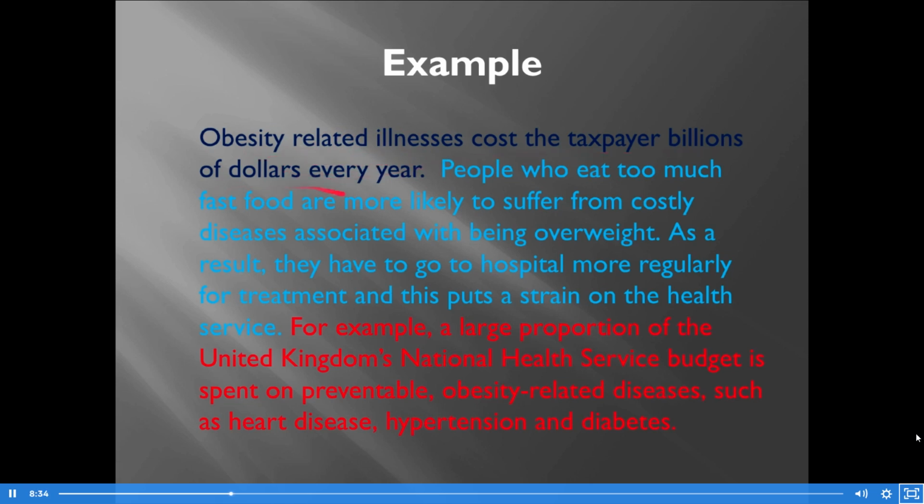Okay, so we've taken this main idea and we put it into our topic sentence. Obesity-related illnesses cost the taxpayer billions of dollars every year. And then what we need to do in light blue is explain that people who eat too much fast food are more likely to suffer from costly diseases associated with being overweight. As a result, they have to go to hospital more regularly for treatment, and this puts a strain on the health service. In red, we have our example.